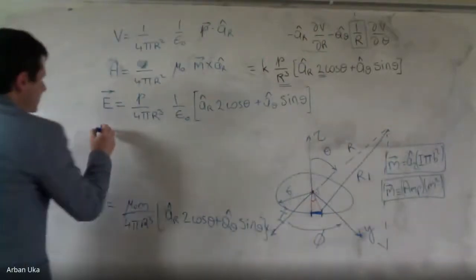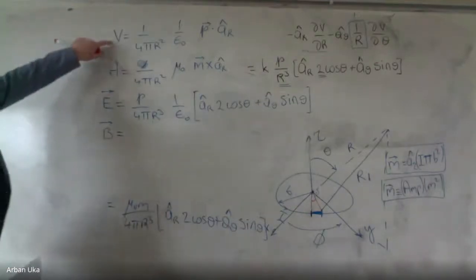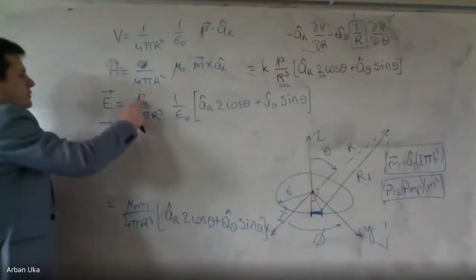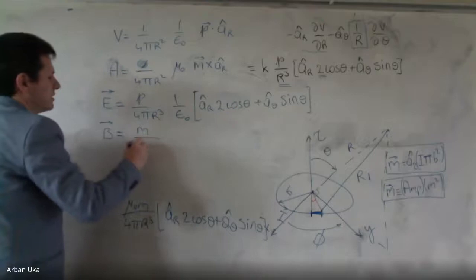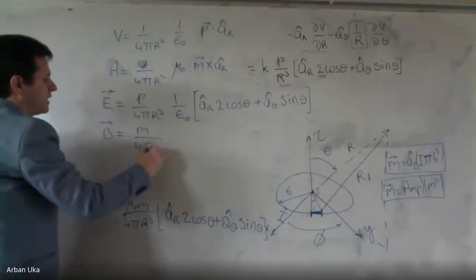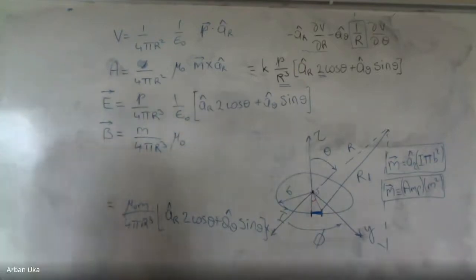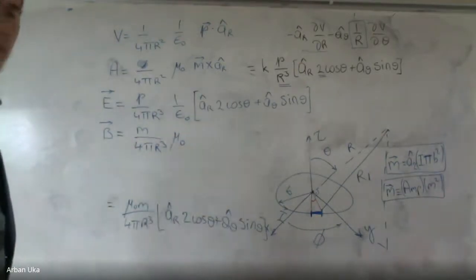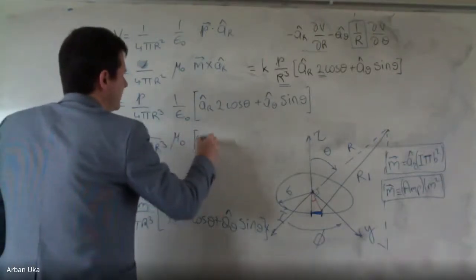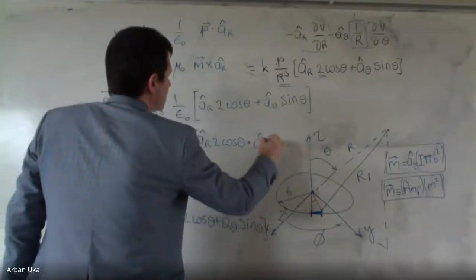Now for the magnetic field, if we compare this expression with this expression, the only thing that changed is, for example, if this is p, we can write here the magnetic dipole moment m. So we just change the p into the m, 4 pi r cubed, 1 over epsilon 0. These are the only distinct differences between the magnetic field and the electric field, and the rest will be the same. So this is again a_r 2 cosine theta plus a_theta sine theta.